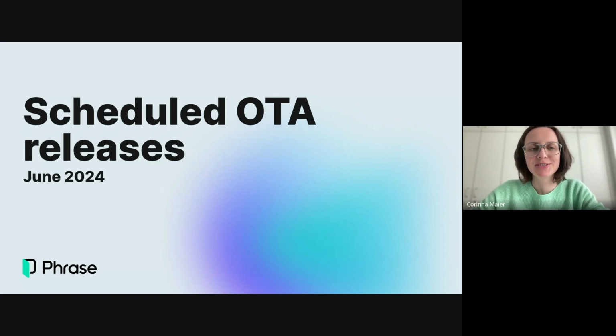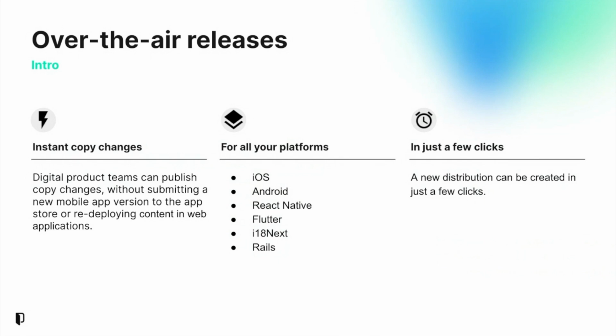I would like to introduce you to our latest enhancement to over-the-air releases in Phrase Strings. As a quick intro, over-the-air releases allow digital product teams to publish copy changes without submitting a new mobile app version to the App Store or redeploying content in web applications. It supports all common platforms and allows teams to publish copy updates in just a few clicks.